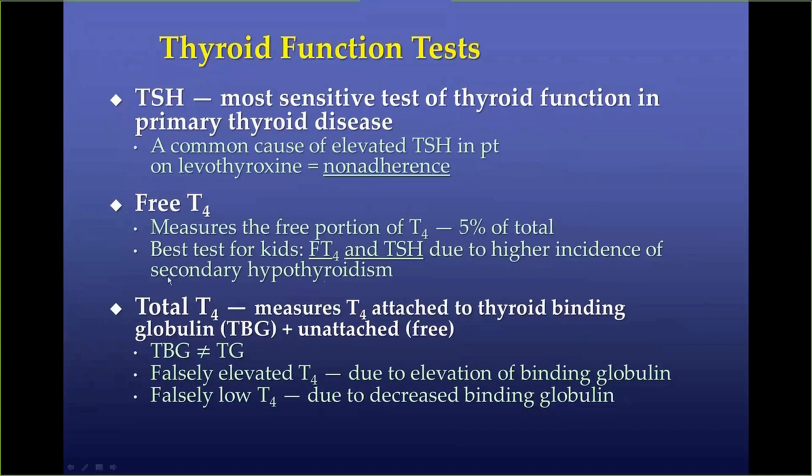Total T4: a lot of newborn screen programs nationwide use the total T4, but as I mentioned, free T4 is more sensitive. Why? Because there are some babies with conditions like thyroid binding globulin deficiency or thyroid binding globulin excess, and the excess will cause falsely elevated T4, and TBG deficiency will cause falsely low T4. So the summary of this slide is to use mostly TSH and free T4 to test the thyroid function.